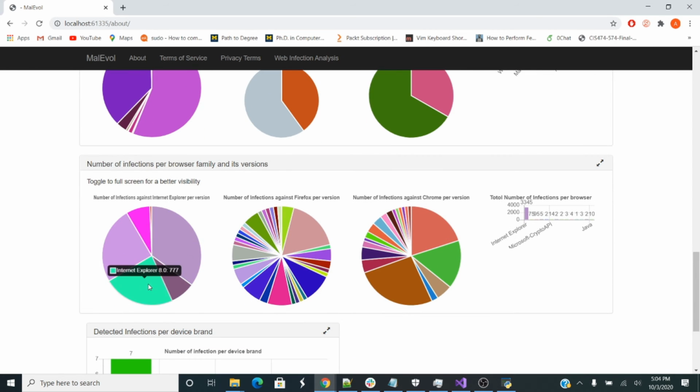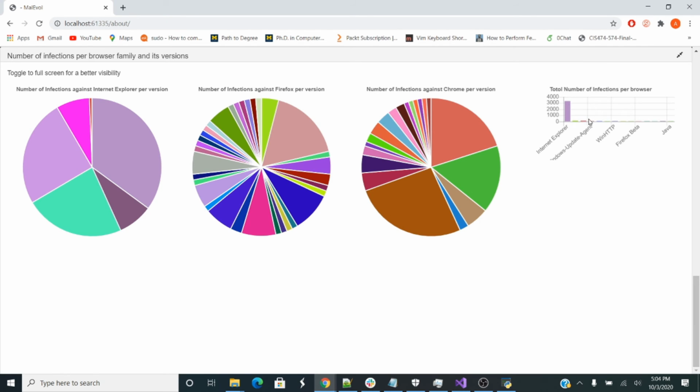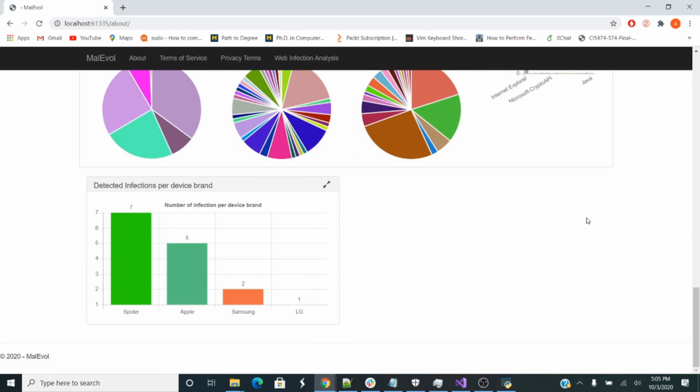So these are the results, the comparison of number of infections of versions of Internet Explorer, same for Firefox and Chrome. And here we present overall the results between these browser families. Internet Explorer is probably the browser that has the highest number of infections. And we also present the results of number of infections per device.